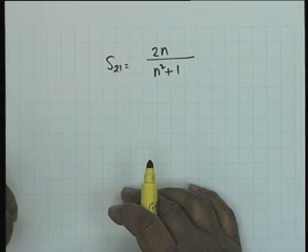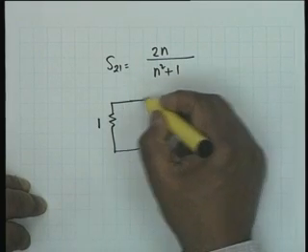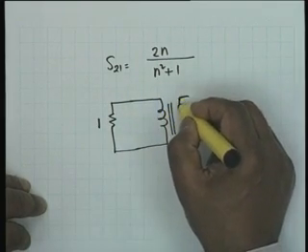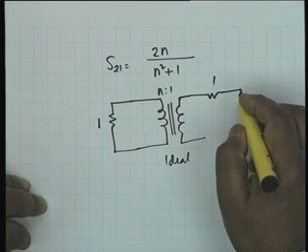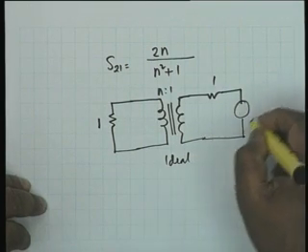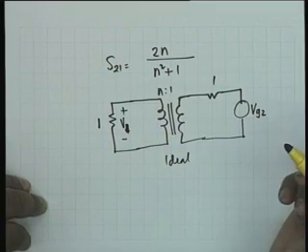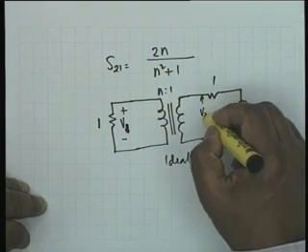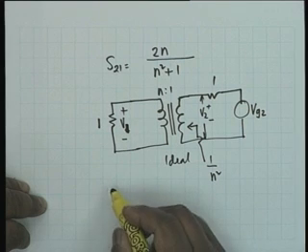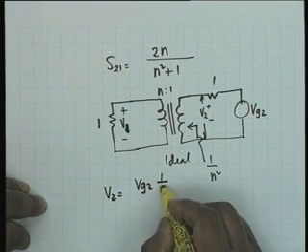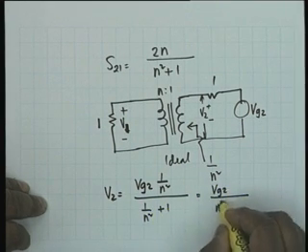Now, to calculate S12, what we have to do is terminate the primary in 1 ohm, with the secondary as the source. This is an N to 1 ideal transformer. This is Vg2 and this is V1. All that you have to calculate is V2 here, and you notice that the impedance here is 1 by N squared. Therefore, V2 is equal to Vg2 times 1 by N squared divided by 1 by N squared plus 1, which is Vg2 divided by N squared plus 1.